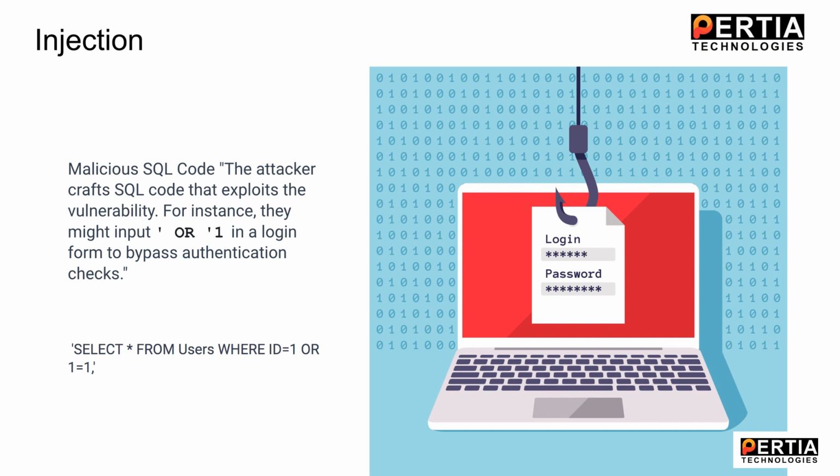An injection occurs because the application doesn't properly validate or sanitize user inputs. Now, in the case of SQL injection, an attacker enters malicious SQL code into an input field. What does an attacker do? The attacker crafts SQL code that exploits the vulnerability. For instance, they might put in '1' or '1'='1' ending with a single quote, in a login form to bypass the authentication checks.